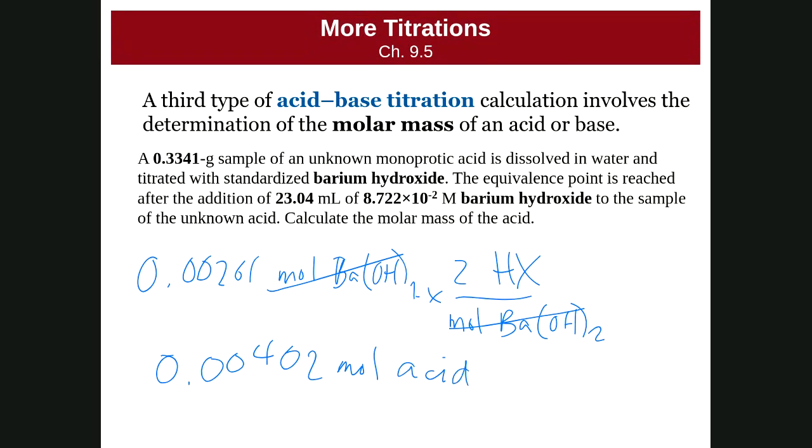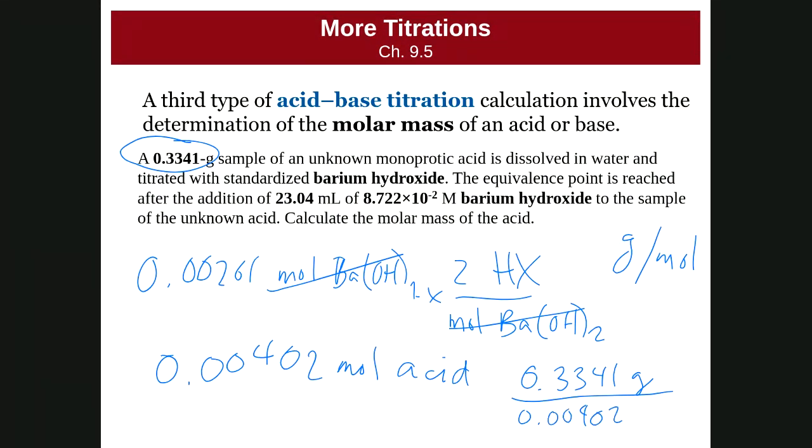And we knew that we had a 0.3341 gram sample, so molar mass is just grams per mole. So what we're going to do is take 0.3341 grams and divide it by 0.00402 moles and find that our molar mass should be 83.14 grams per mole. Pretty neat, right?